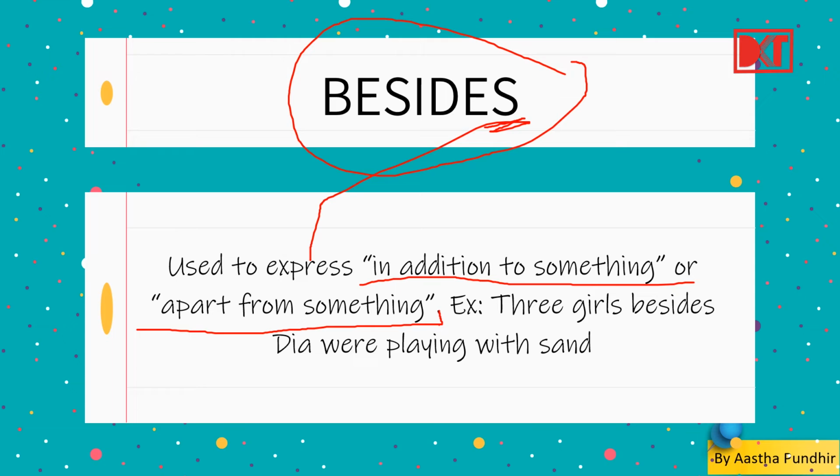मतलब 3 girls besides Diya were playing with sand. Okay, one is Diya, but Diya के besides मतलब Diya के अलावा भी there were 3 girls who were playing with sand. So besides is used when we are expressing addition to something या apart from something कि दिया के अलावा भी और 3 girls were there. Alright?